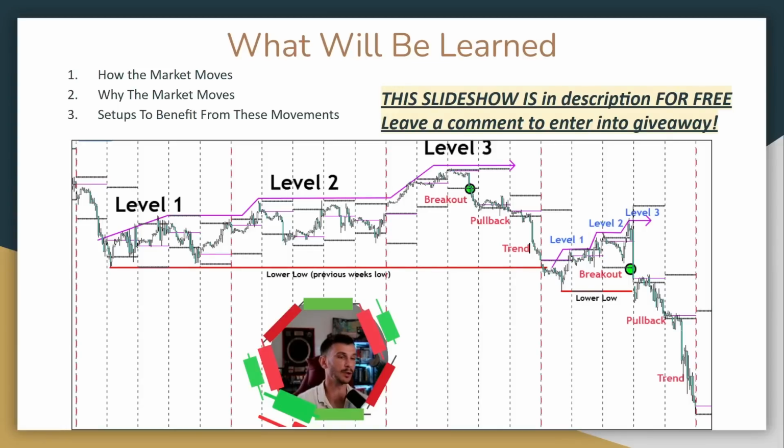So that being said, going into this slideshow, we will be learning about how the market moves, why the market moves, and some setups to benefit from this movement. I'm going to go into good detail about the different types of setups and some of the levels that become important whenever those setups show up in the market. So that way, whenever you see it, you know exactly which levels to be watching and some of the behavior that revolves around once price gets to those levels that will help you to find good entries.